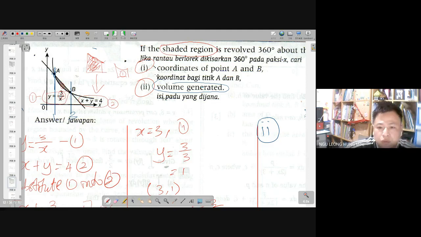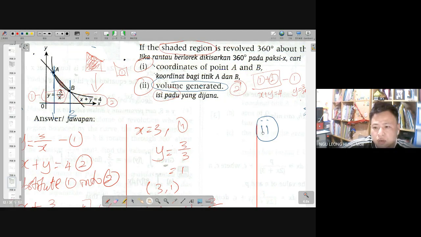So we want to get the volume for area number 2, right? That means we have to get this one minus number 1. The first one, area 1 plus 2, is under x plus y equals 4. And then minus the area for number 1, which is equation 1, y equals 3 over x. Do you understand this one? Is it okay for you? If okay, reply me okay.